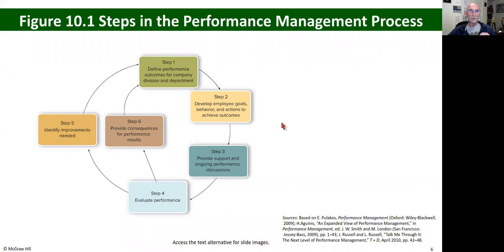Now, the steps in the performance management process. First of all, the company has to know where it is it's trying to go. What are the objectives as far as the organization is concerned, so it can feed down to the various departments, and the employees can go ahead and set their goals and things that they're supposed to be doing. Throughout the time that the person is doing their tasks, you need to provide support and ongoing performance discussions, a consistent type of coaching that's necessary.